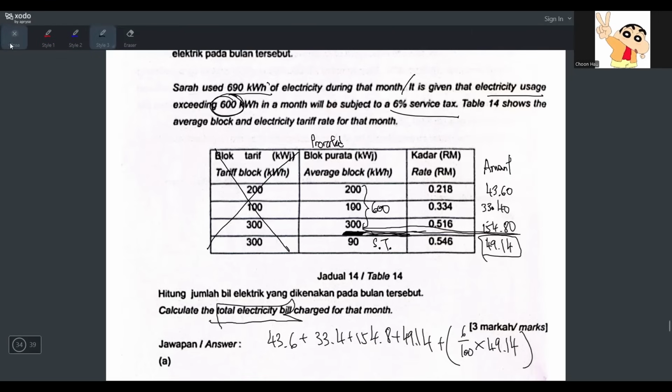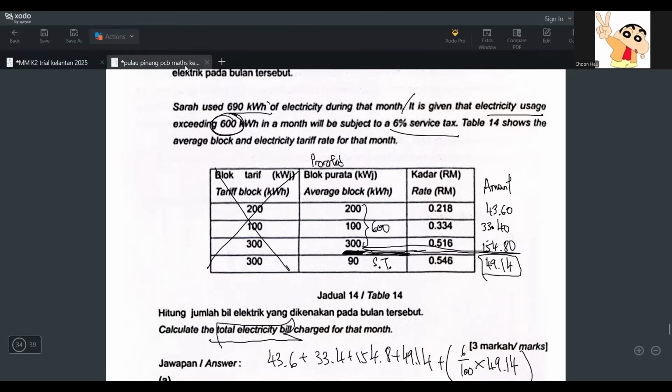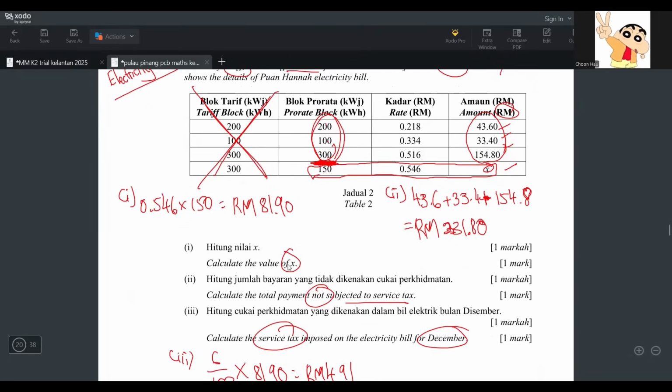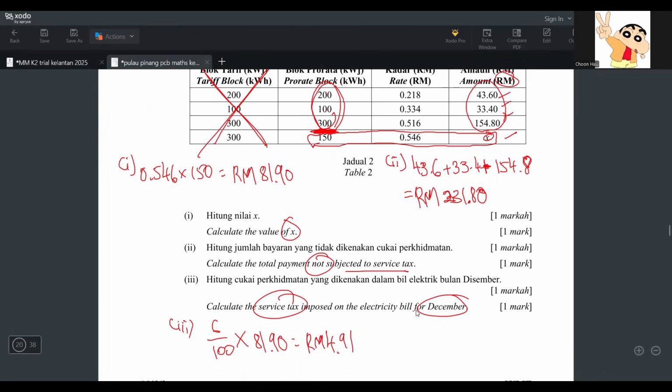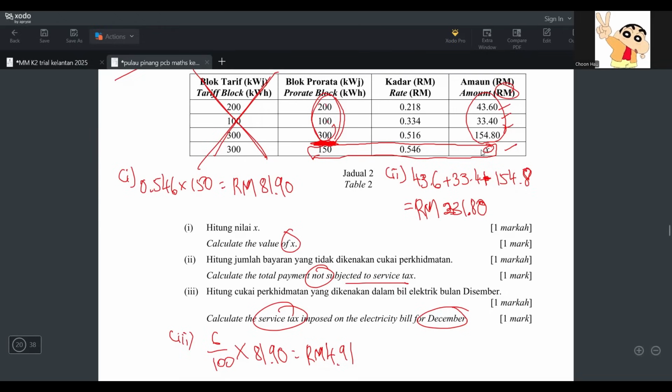Okay. All right. Let me show you the Penang question one more time. The Penang actually asks a bit different. Number one, they say X. Number two, they say calculate total payment not subjected to service tax. That one is just the first three amounts, because the cutoff is here. So only the last one has service tax. So the amount that is not subjected will be these three added together. And if you can see from my working here, I did exactly that. And then number three, calculate service tax imposed. It means you take the 6%, multiply with the X, which is 81.9. So you see, I did that, right?